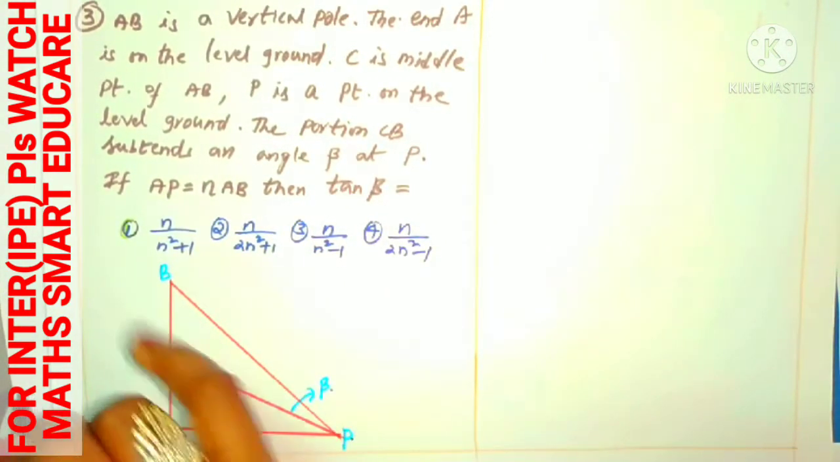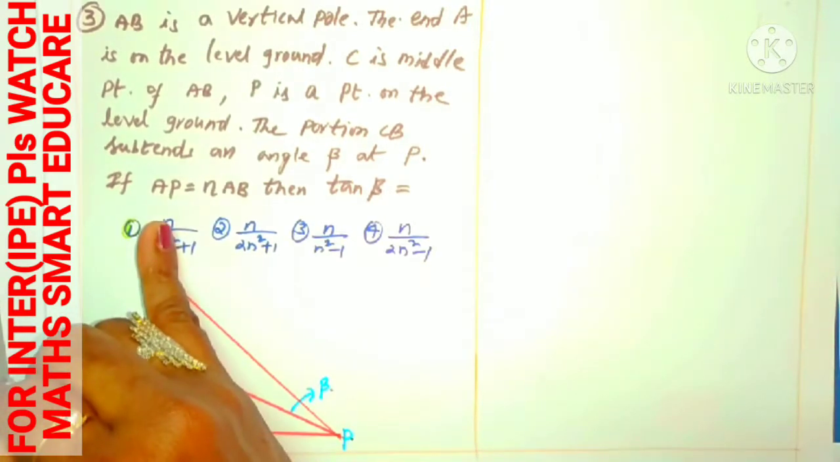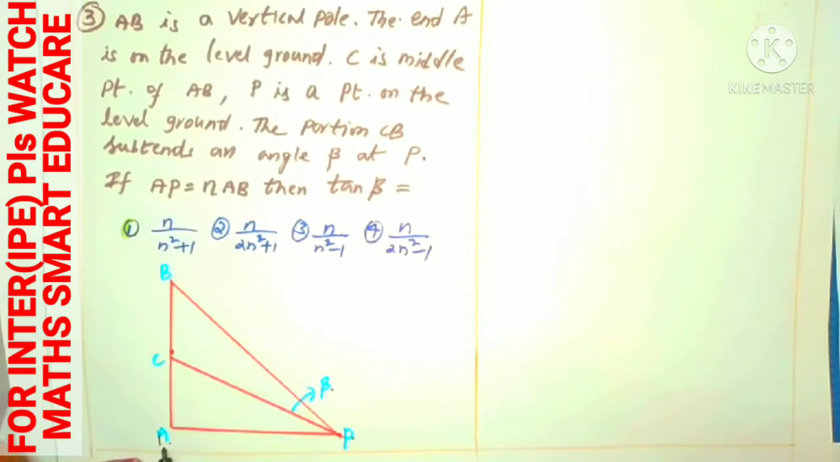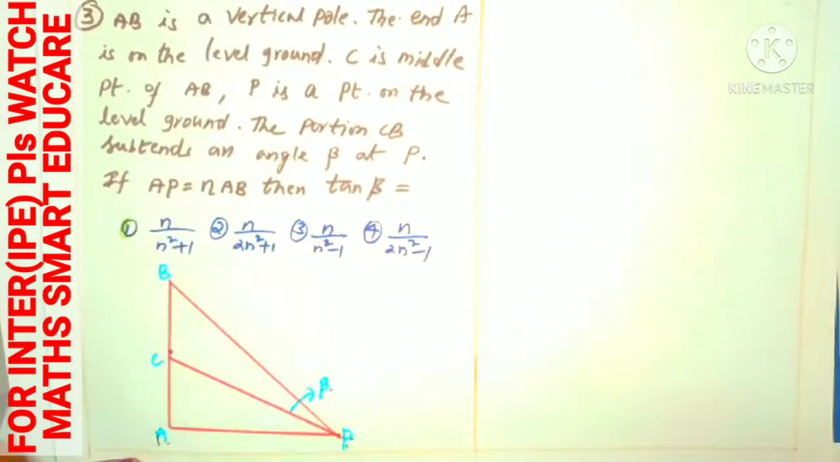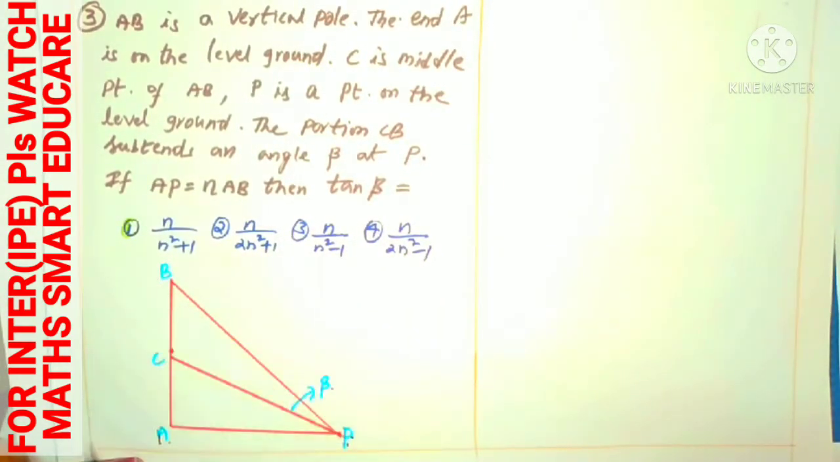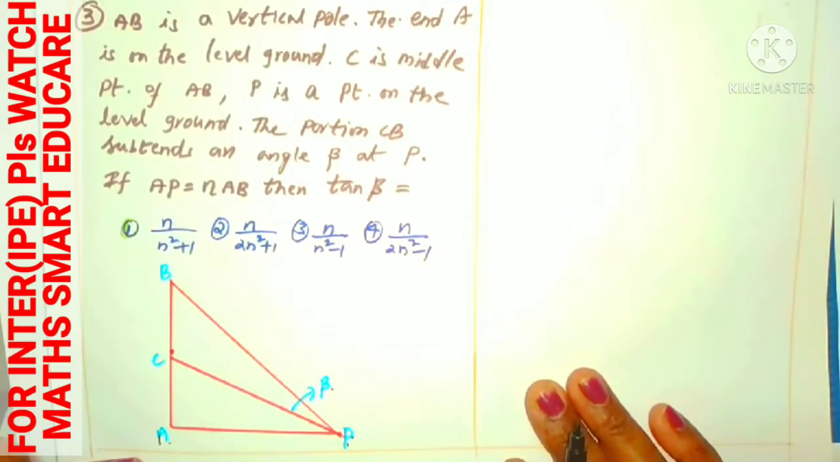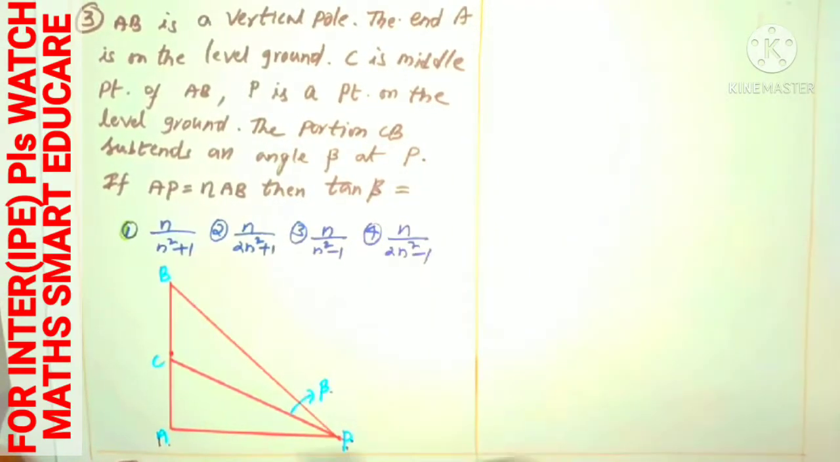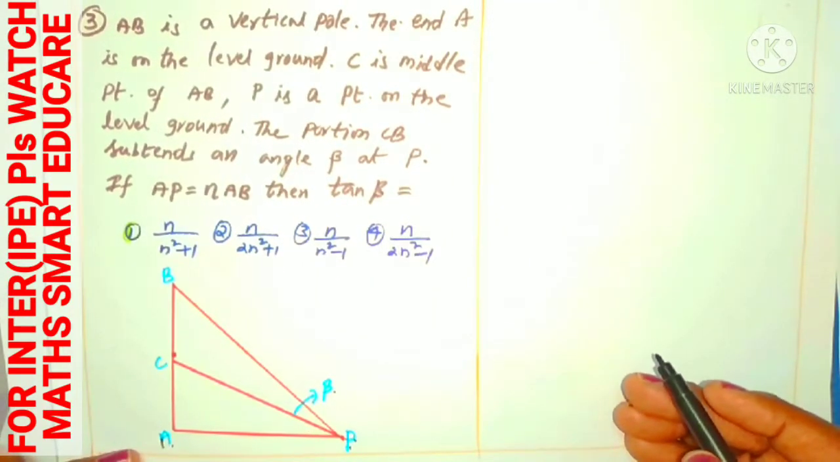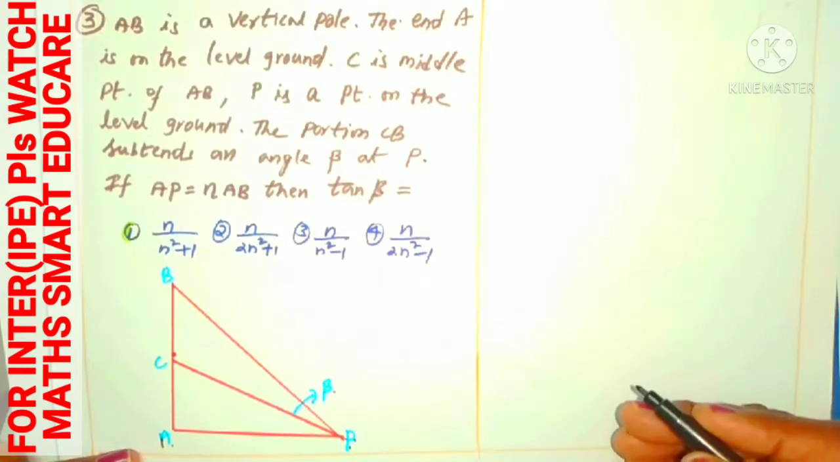And what is the next given? AP is equal to n times of AB. That means whatever the distance AB may be, multiplied with n gives the AP distance. For our convenience, I have taken the figure like this according to the given data. Clear? Now we'll see what the other assumptions are.